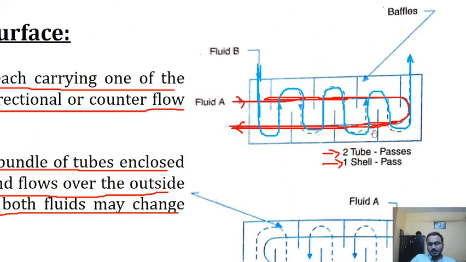So why are there two tube passes? Because the fluid is covering this shell distance twice, first from left to right and then from right to left. That's why these are called two tube passes and one shell pass.